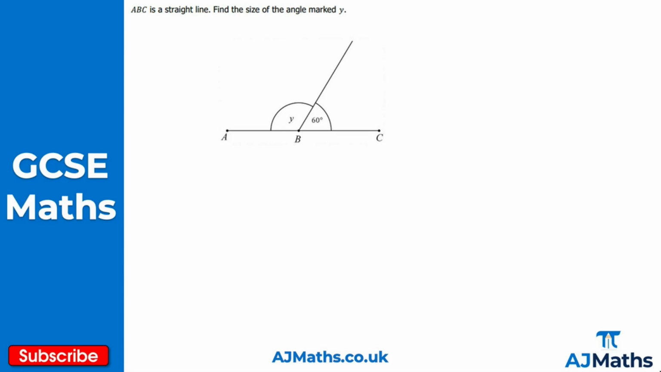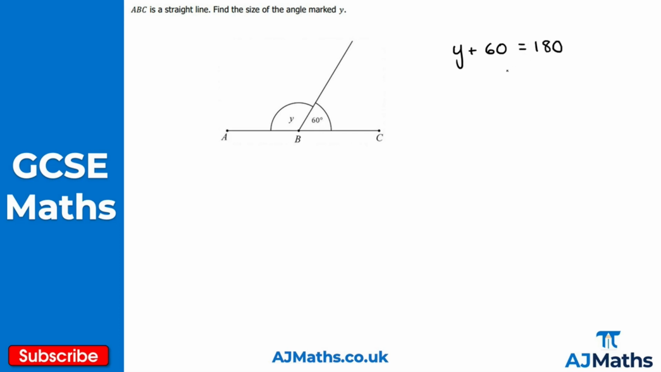So what I've got here to begin with is ABC, which is a straight line, and we're asked to find the size of the angle marked Y. So this angle here. So what we need to understand here is what happens with angles on a straight line. Remember, angles on a straight line must add to 180 degrees. So this angle here, Y, plus this angle here of 60 degrees must add to 180 degrees. So what we're saying then is Y plus 60 must equal 180.